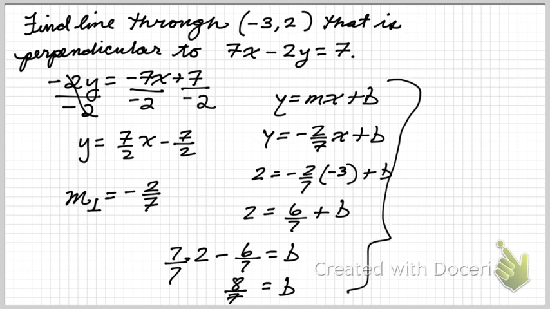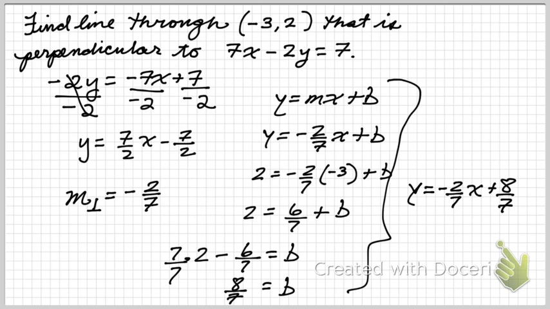And I combine all of this work to say that my line is y equals negative 2 over 7x, and then plus the intercept of 8 over 7. And that is the line.